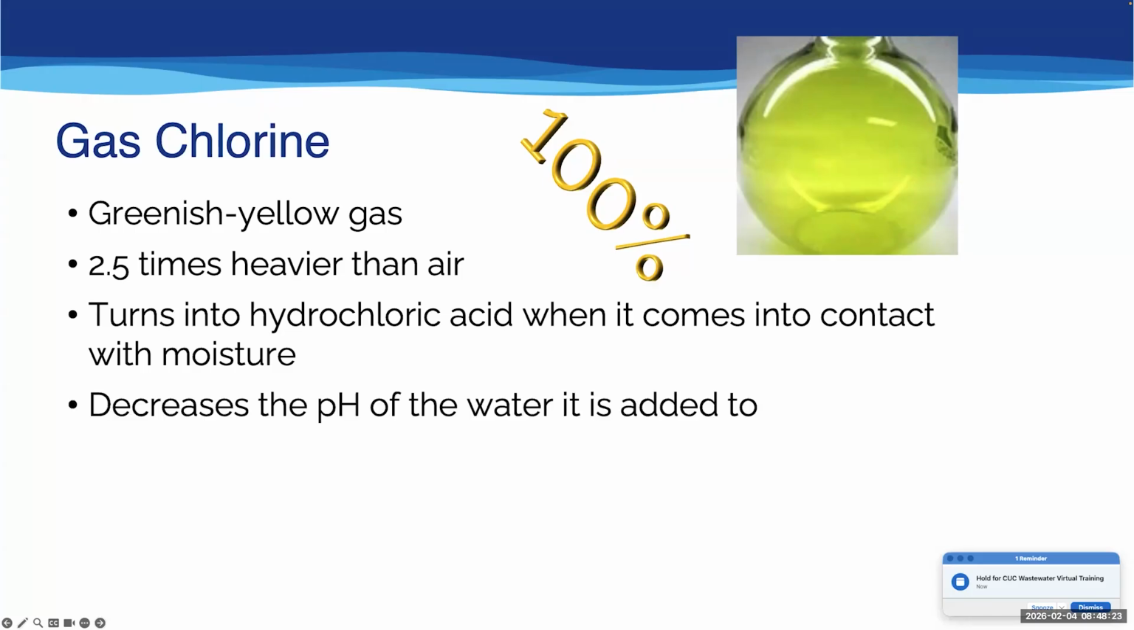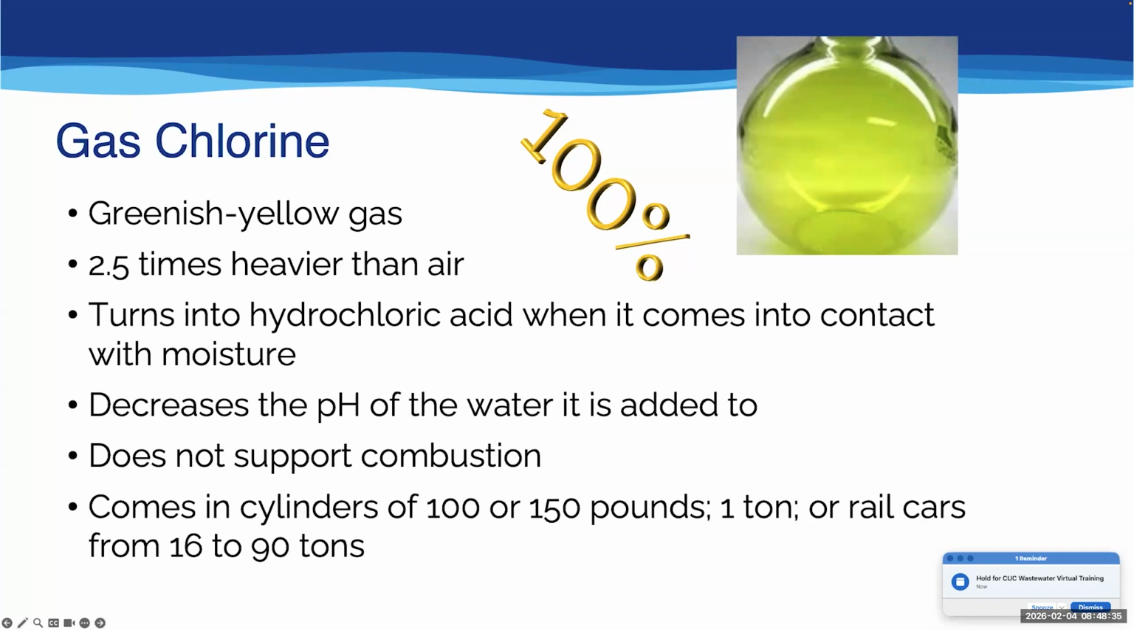It also decreases the pH of water. It doesn't support combustion, which is one of the few good things about it. And as I said, it's going to typically come to you in a liquid form in pressurized cylinders, typically 100 to 150 pounds. You may have 1-ton cylinders if you're a larger facility. And there are rail cars that have 16 to 90 tons of these. Typically, those cylinders are filled about 85% full. And again, chlorine is only a liquid at high pressure. At room temperature, it will turn to gas.